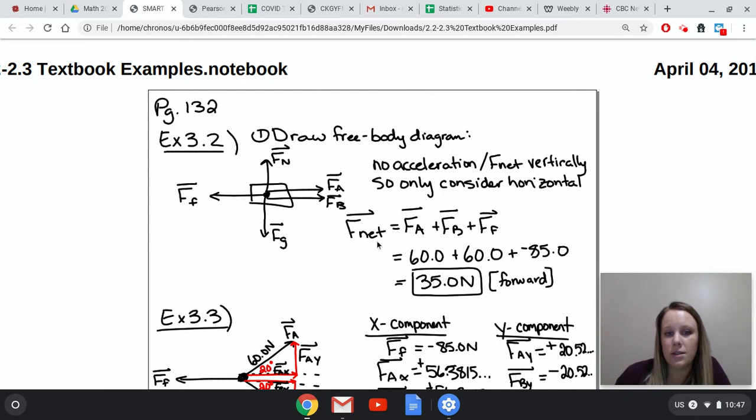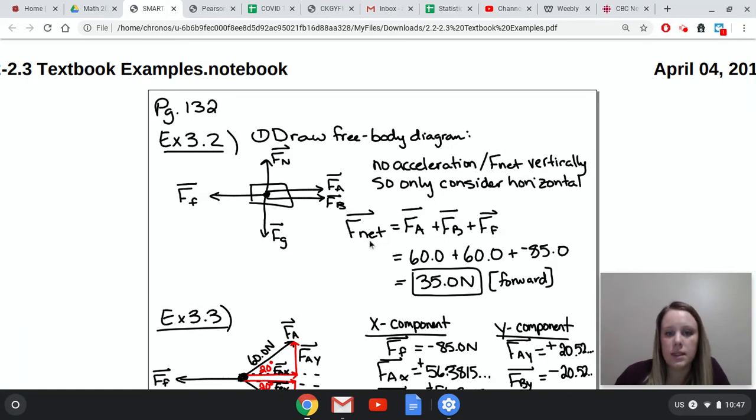So net just means add up all the forces. The net force in the horizontal is going to be force person A is exerting plus force person B exerts plus force friction. The reason why I'm adding here is because these are all vectors. So what I can do is just add all my forces together and then purposefully put positive or negative signs on forces depending on what direction they're going.